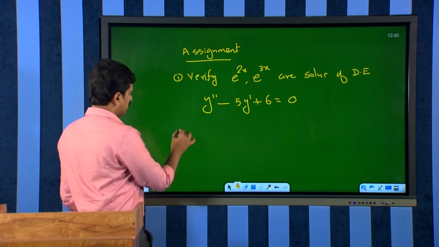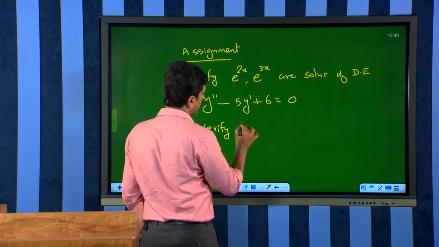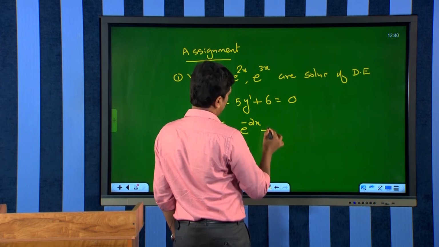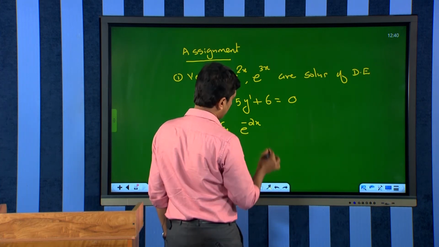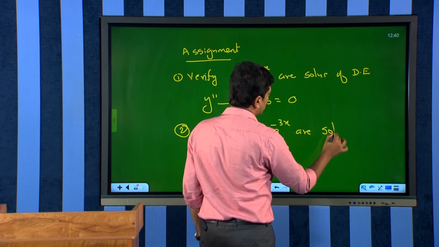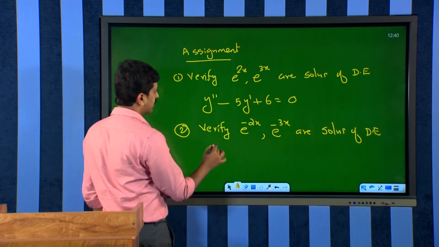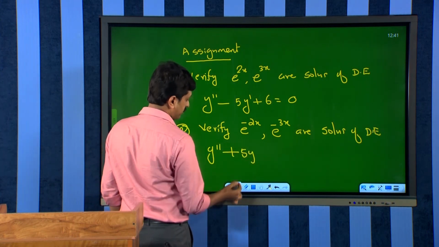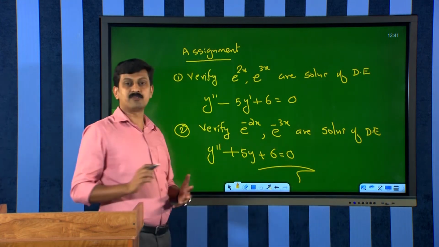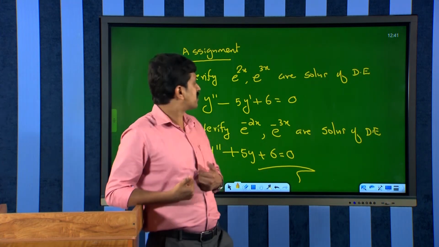Okay. So, similarly, write down the next question. Verify e raised to minus 2x and e raised to minus 3x are solutions of the differential equation y double dash plus 5y dash plus 6y is equal to 0. Okay, the questions have some little similarities, but while evaluating them, you will get a very nice idea from there. Okay, try to solve this problem.